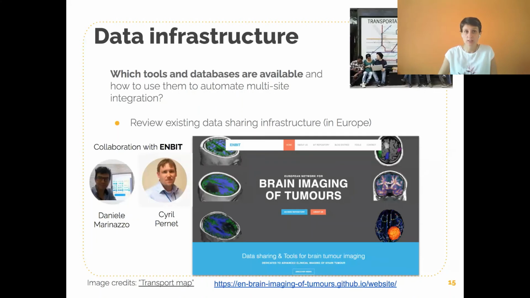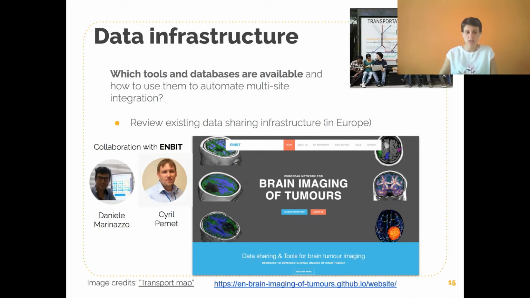Another direction is data infrastructure. So more practically, which tools can you use, which databases are available for me to go and share my data. So the idea is to review existing data sharing infrastructure with a particular focus on Europe. And here we've been collaborating closely so far with NBIT, the European Network for Brain Imaging of Tumors.